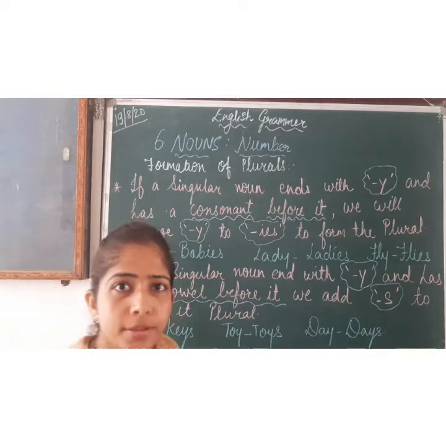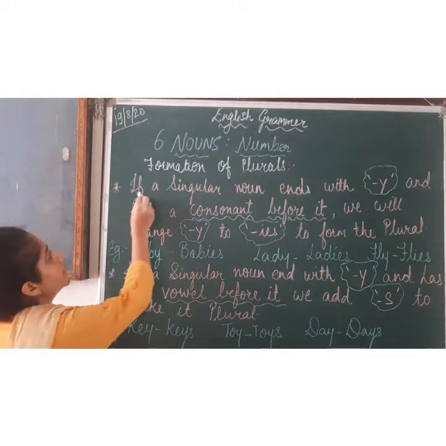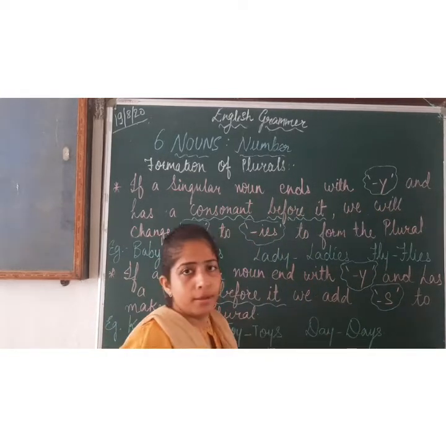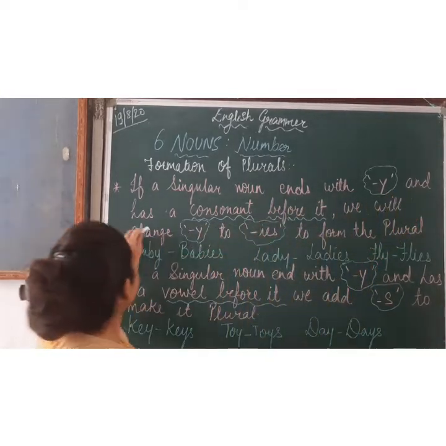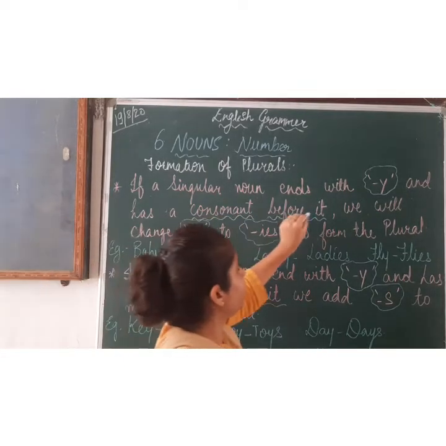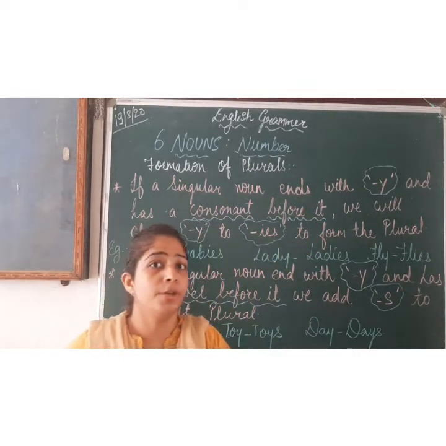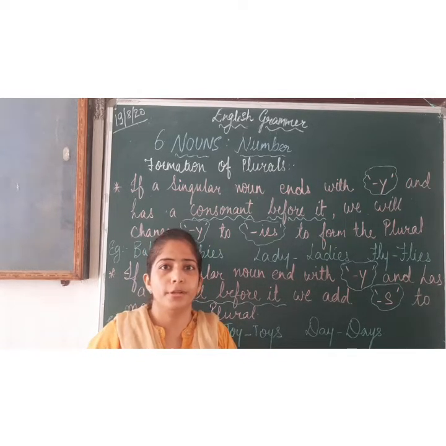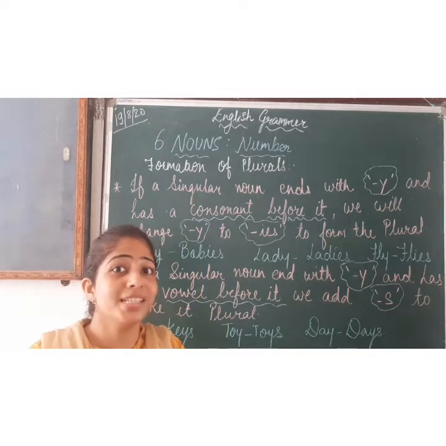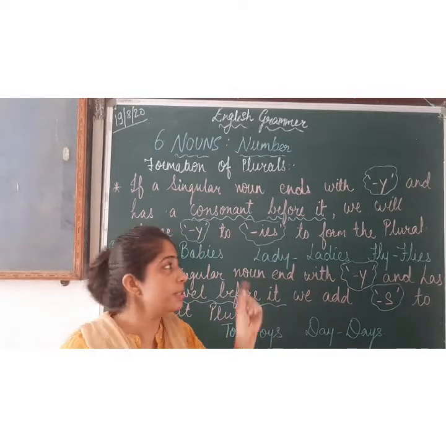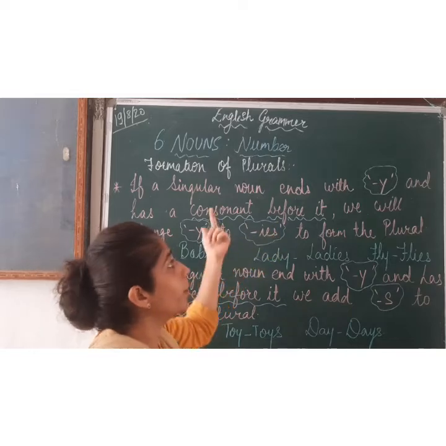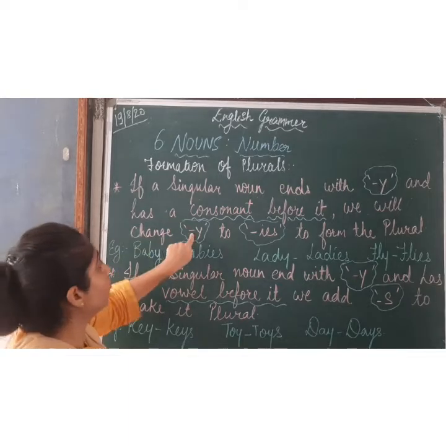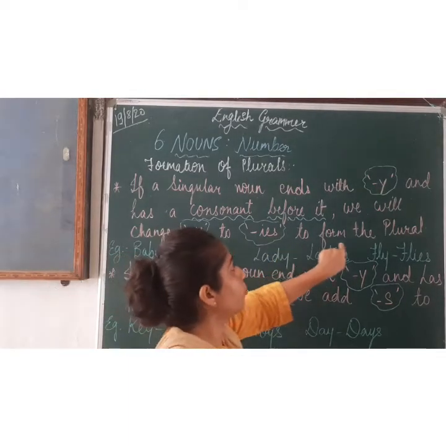Now see here the third rule. In this, if a singular noun ends with y and has a consonant before it, means a word which will end with y, but the word before y is consonant. You know the consonant words? If the word before y is consonant, we will change y to ies to form the plural.